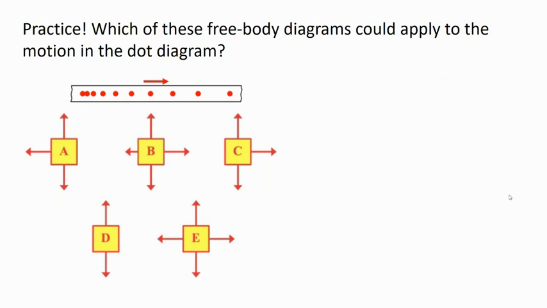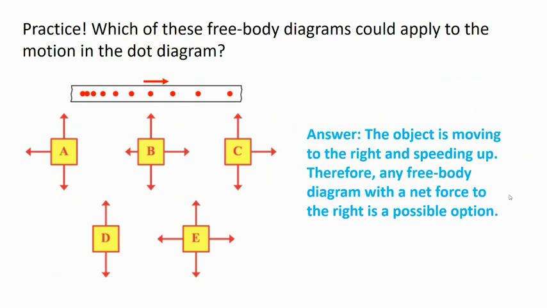Knowing that it's speeding up and that it's moving to the right means the net force must be pushing it further to the right. So the only options would be free body diagrams that have a net force to the right. So the answer is, since the object is moving to the right and speeding up, any free body diagram with a net force to the right is a possible option. In this case, that would be B and C.